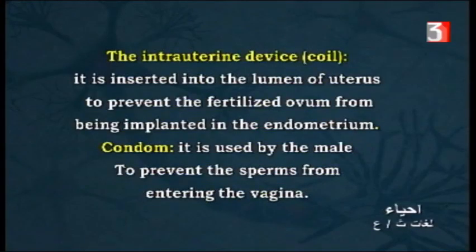This type of intrauterine device or coil is put inside the cervix to make the ovum not implanted inside the uterus. So no fertilization occurs, and the menstrual cycle happens without any formation of a baby.